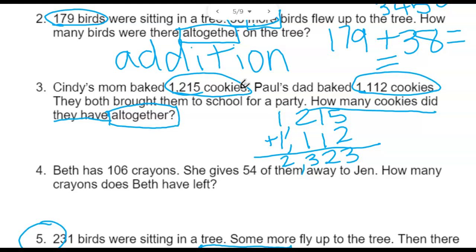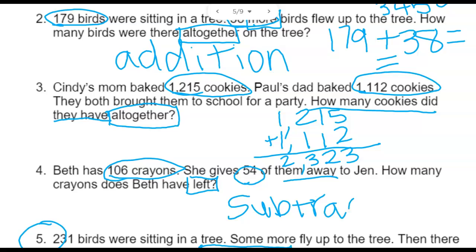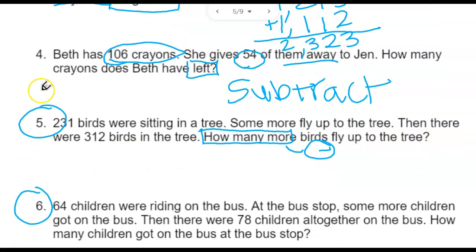Final one we're going to do is identify if this is an addition or a subtraction problem. Beth has 106 crayons. She gives 54 of them away to Jen. How many crayons does Beth have left? See that key word. Circle my important numbers. If she gave them away, that means that you are subtracting. All right, once you are finished with number 5 and number 6, you can go ahead on to part 2.